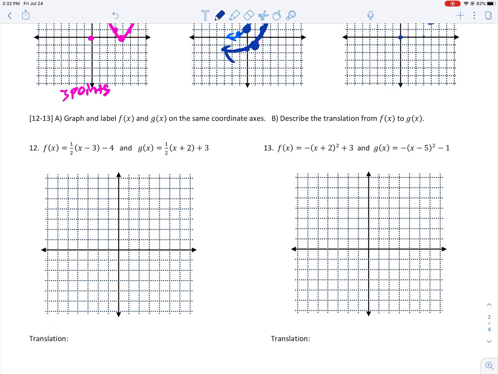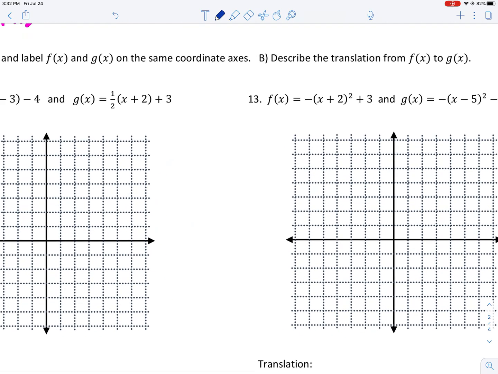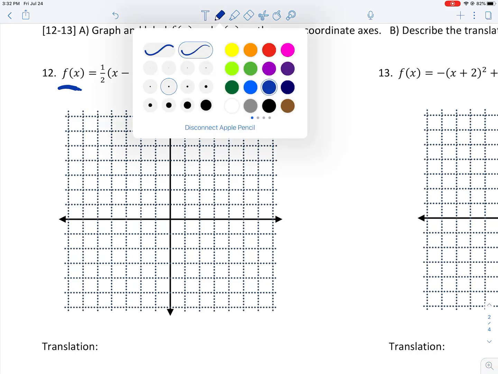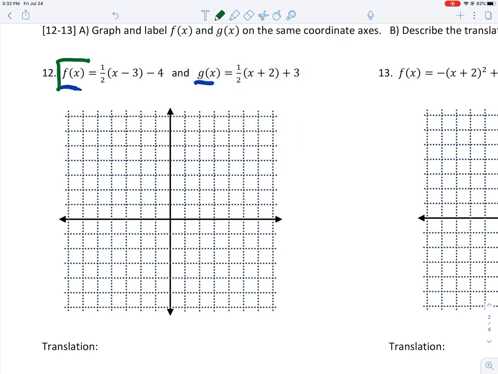Okay, so we're going to graph and label f of x and g of x and then describe the translation. So these are two linear functions, so I would recommend if you're doing this trying to use a different color, one for one and one for the other. So I'm going to do this one in green. So this is a line. It's been shifted to the right 3 and down 4 from the origin, 1, 2, 3, and then 1, 2, 3, 4. The slope is up 1 over 2, up 1 over 2, down 1 over 2. Okay, there's your graph.